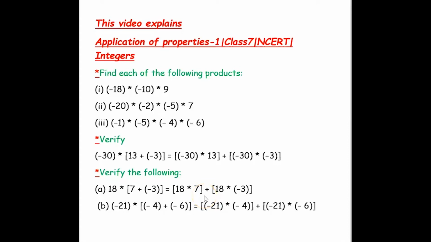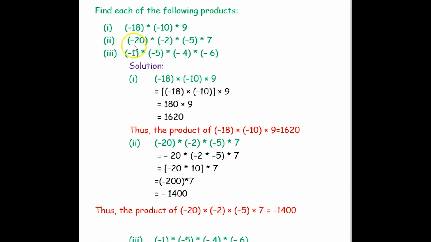In this video, we are going to see a few examples on how to find the product of the given numbers by using the application of various properties of integers. Our first question is: find each of the following products. Negative 18 into negative 10 into 9, negative 20 into negative 2 into negative 5 into 7. Then the third question is negative 1 into negative 5 into negative 4 into negative 6. Now let us see one by one.